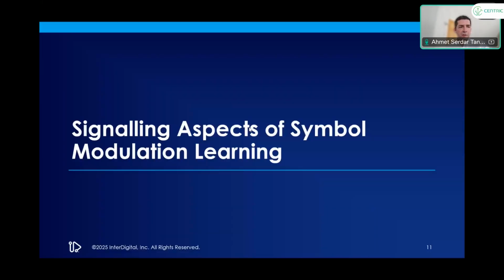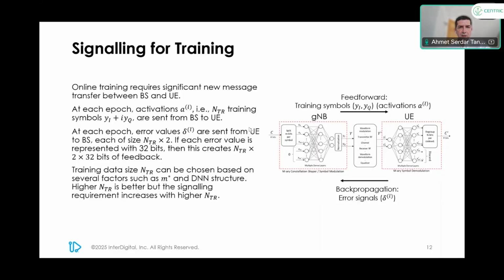Okay, maybe now I want to move a bit more on to signaling aspects related to symbol modulation learning. First of all, if symbol modulation learning would be implemented in a wireless communication system like 5G or 6G, it should involve some training. There can be different methods, like offline training and online training.